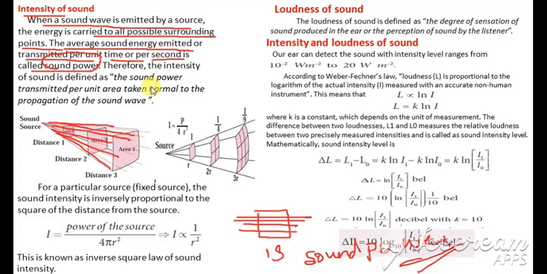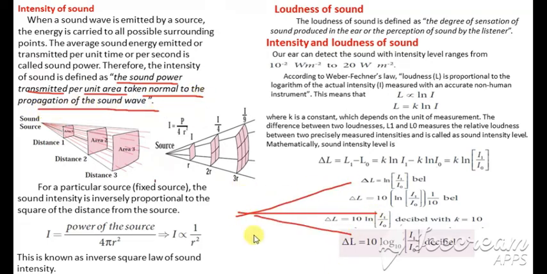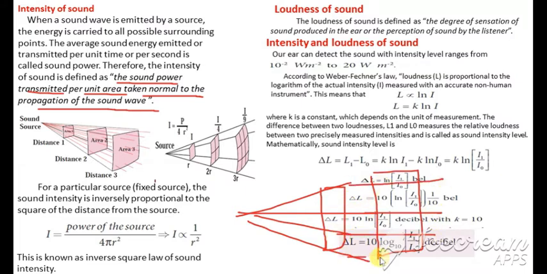Then intensity is defined as the sound power transmitted per unit area taken normal to the propagation of sound waves. The normal to the sound waves means perpendicular, so we take the area perpendicular to the waves. How much sound power is transmitted through this area is the intensity.